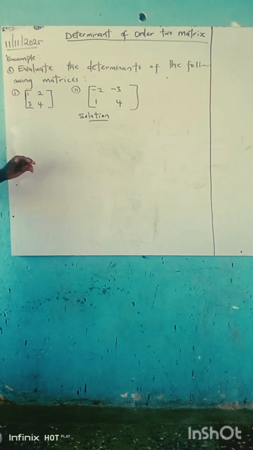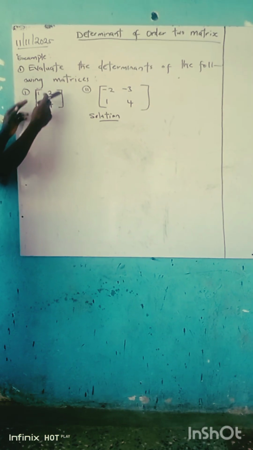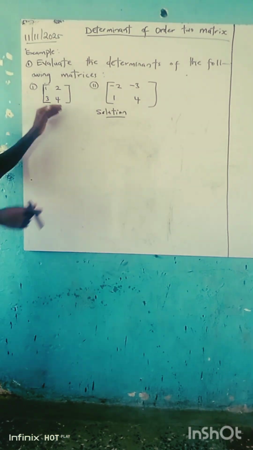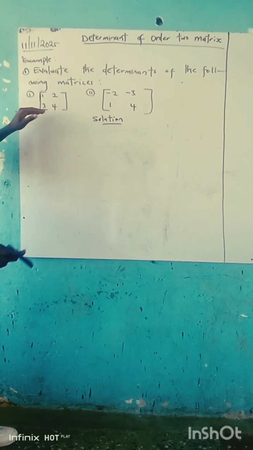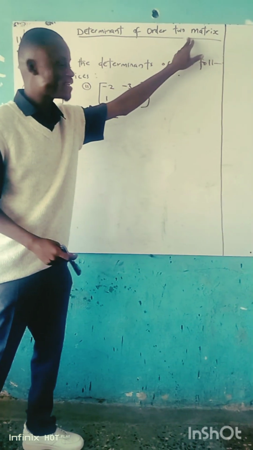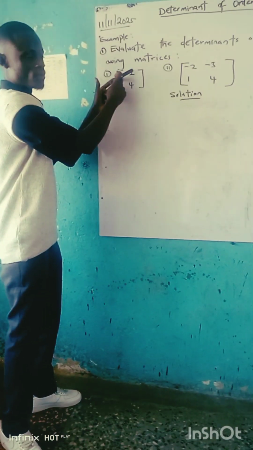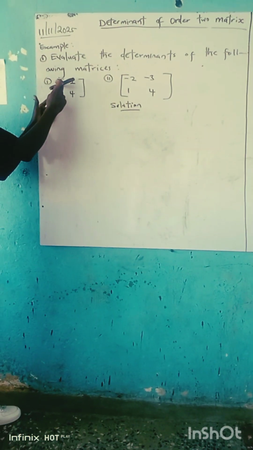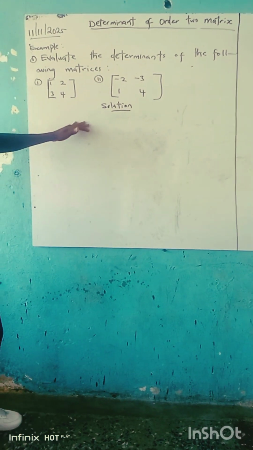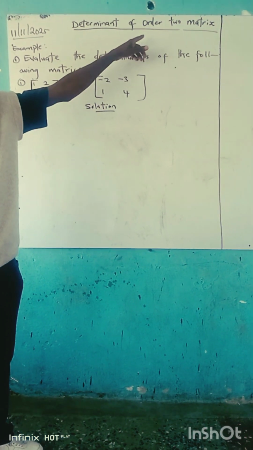Now, what is a square matrix? Look at this matrix. Any matrix in this form is a square matrix. This matrix is of order 2. Why is it of order 2? Because we have two columns, and it also has two rows. That's why we say it is an order 2 matrix.